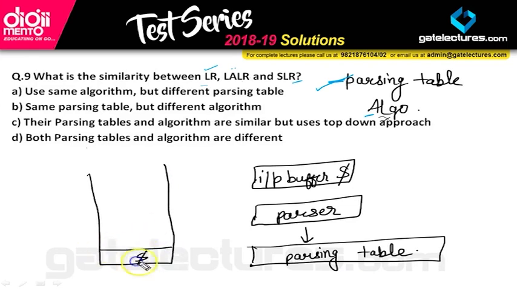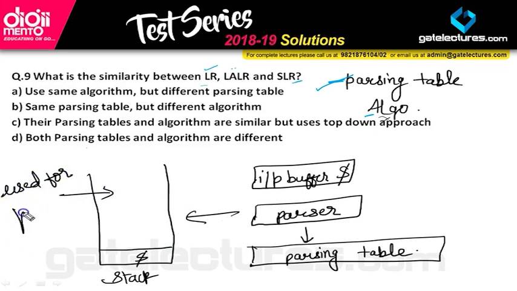The bottom of the stack is dollar. We have the stack and we use it for parsing. So no matter what the parser is, they use the same algorithm. They have an input buffer, then the parser, any of the parsers, and on the basis of that they create the parsing table, and they use the stack also for the parsing. So they use the same algorithm but different parsing table, which matches option A here.